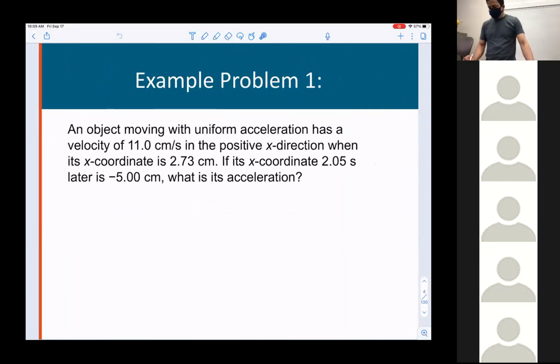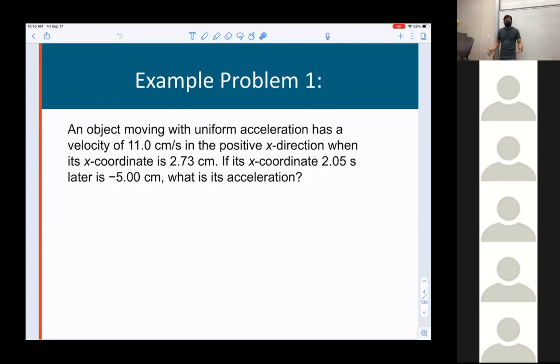We are told that there is an object moving with uniform acceleration. Again, uniform is another word for constant. Uniform acceleration, constant acceleration. It has a velocity of 11 centimeters per second in the positive x direction when its x coordinate is 2.73 centimeters. Again, a lot of words, but once we draw a picture, it'll be a lot clearer. If its x coordinate 2.05 seconds later is minus 5 centimeters, what is its acceleration? That is the question.